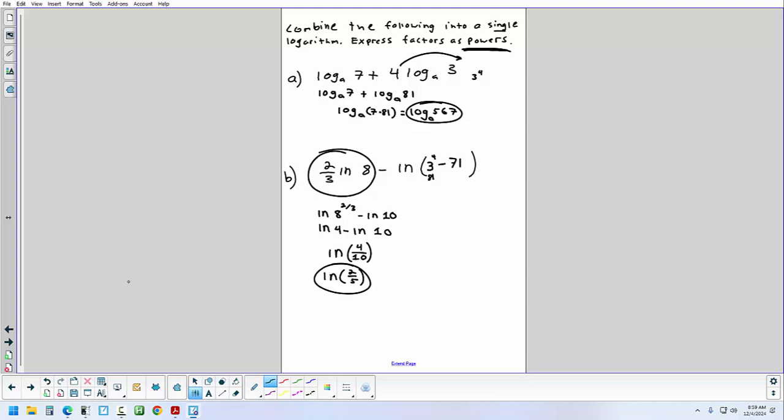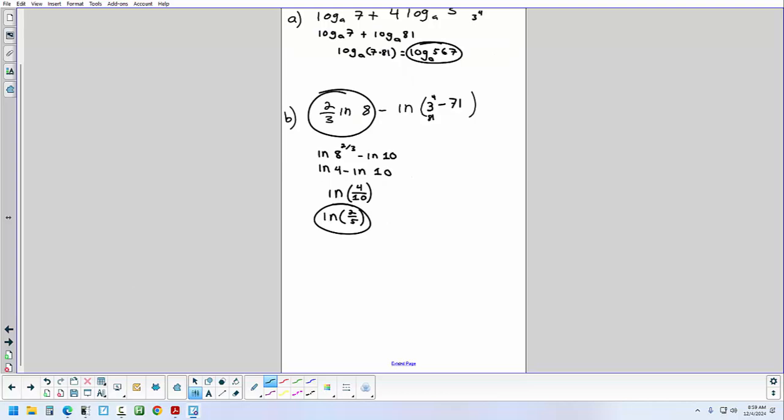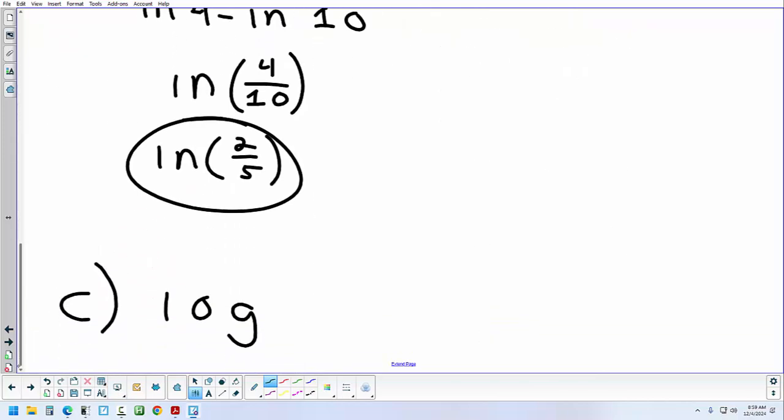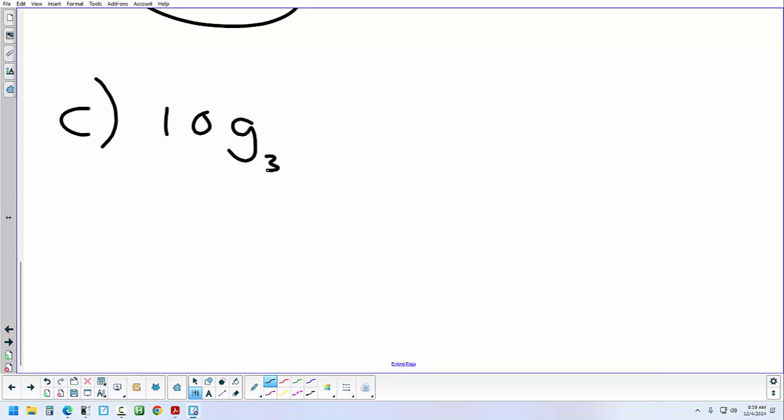All right. Anyone feel like they need to see one more of that kind of problem? Let me do one I asked you about right at the end yesterday. Let's say we had log base 3 of the square root of x plus log base 3 of 7.